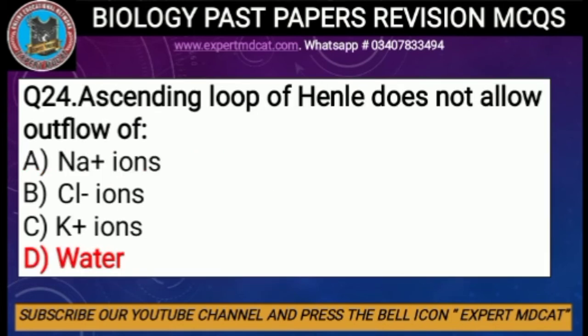Question number 24 is, the ascending loop of Henle does not allow outflow of. Options are: A, sodium ions; B, chlorine ions; C, potassium ions; and D, water. The correct option is D, that is water. The ascending loop of Henle is responsible for uptake of sodium ions, potassium ions, and other ions. And it doesn't allow outflow of water, and water reabsorption is done at the descending loop of Henle. So the correct option is D, that is water.